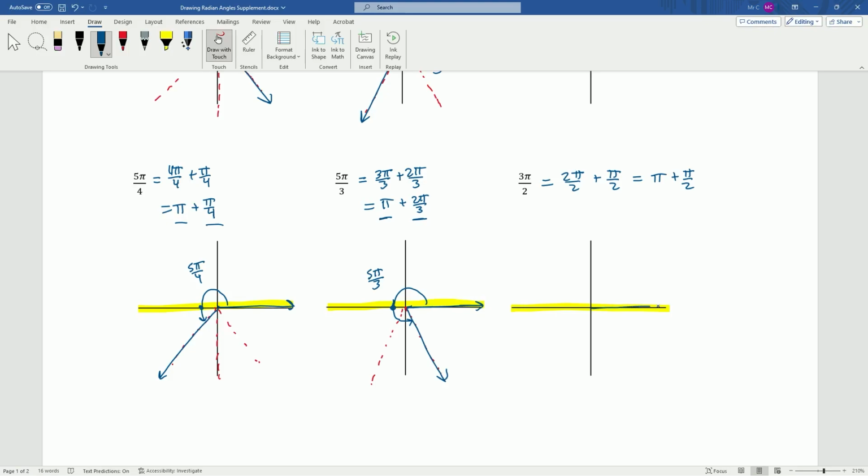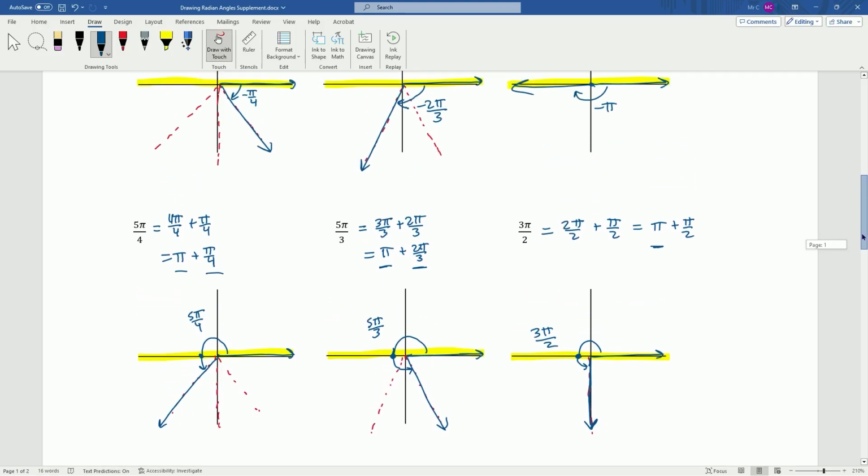So I start, I draw, I rotate through π. Now I need half of π. So I rotate another half of π. And that makes this my terminal side. And so this angle is 3π over 2.